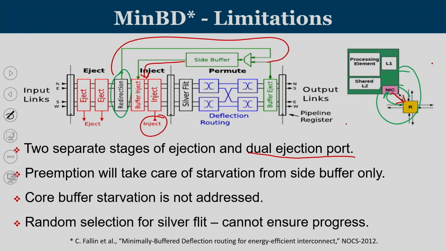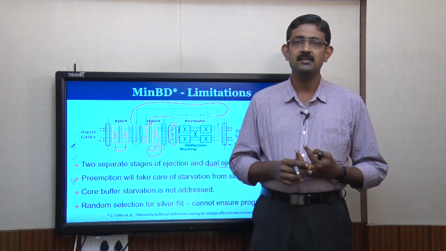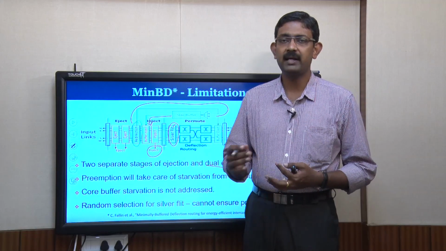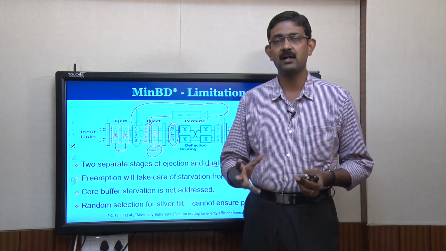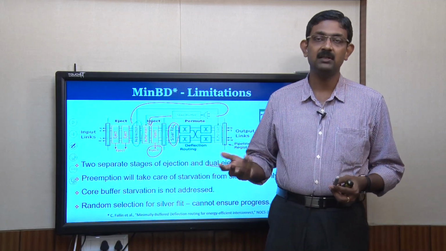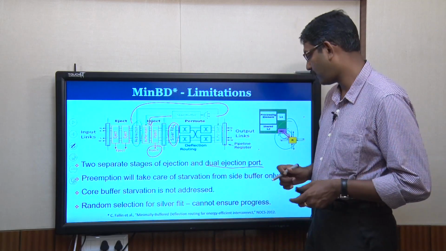The last problem with respect to MinBD is that the silver flit is a strictly local selection. A flit that is silver in the current router may get a productive port, but once it reaches the adjacent router, it may not be silver. There is no guarantee that a flit which is silver in one router will get silver status in the adjacent router. So in the current router it may move closer to the destination, but in the adjacent router it may not be silver, leading to a deflection, and then it may go back again. That leads to a zigzag movement, and it cannot guarantee progress.